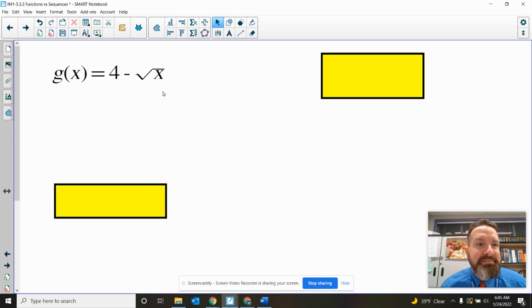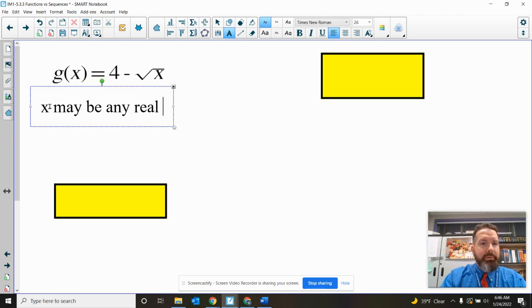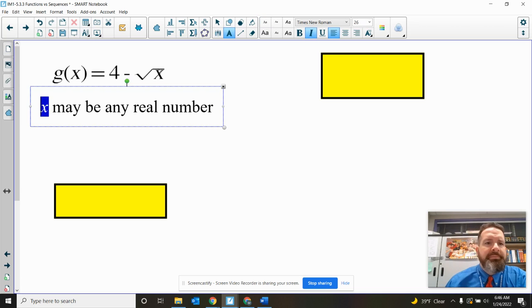Let's go again. All right, here's this one. g of x equals 4 minus square root of x. Let's start by assuming, hey, all right, our x may be any real number. And now let's check for our two common restrictions. Do we have division? Does the x show up after a division sign or in a denominator?